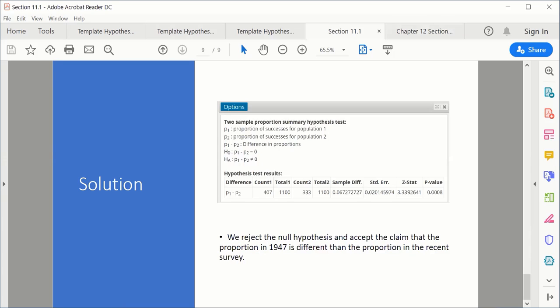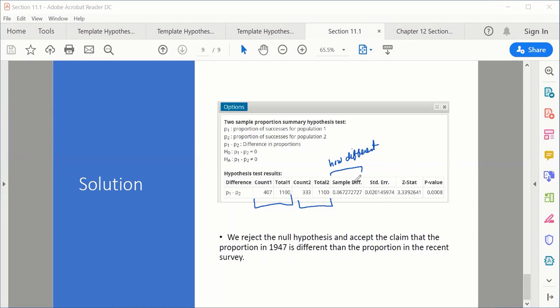Let me walk you through a little bit of what's here in StatCrunch, because that might help. So this was our first sample, 407 out of 1100, and our second was 333 out of 1100. So they're definitely different. This tells you how different they are. You don't need to know this, but if you like it, it helps. I think it's just going to help with my brain.